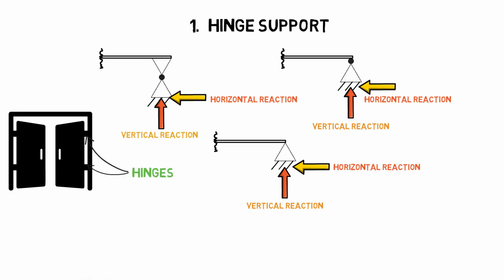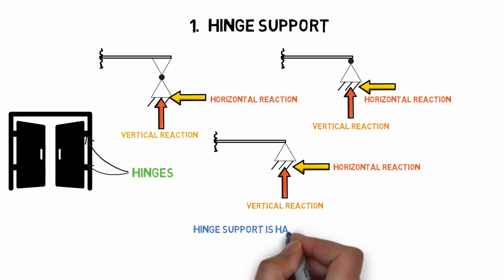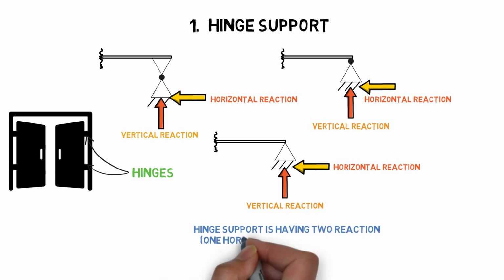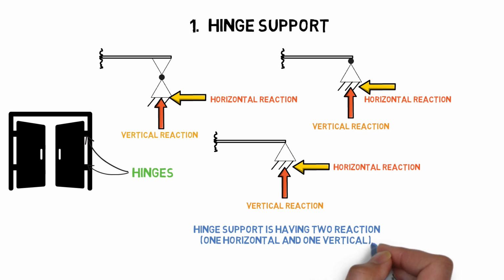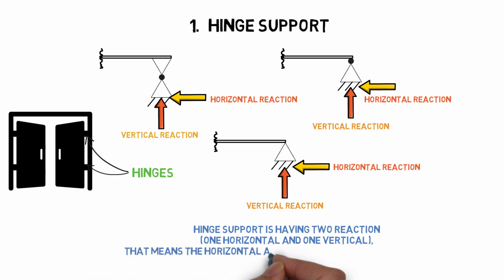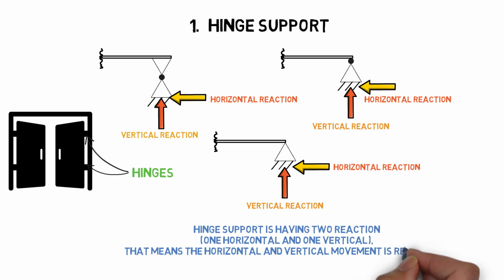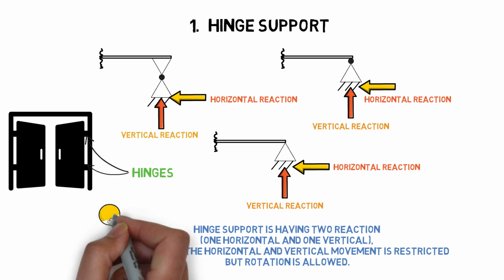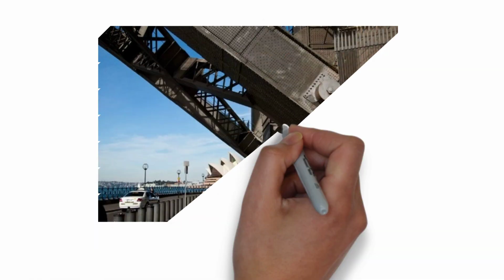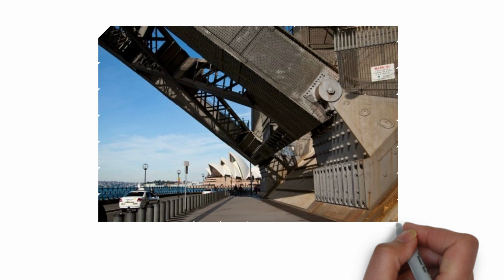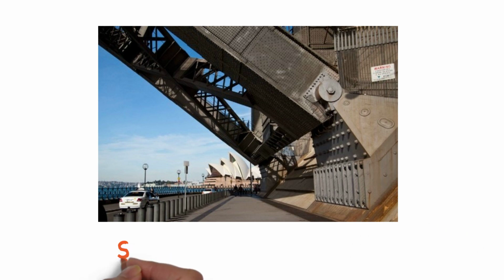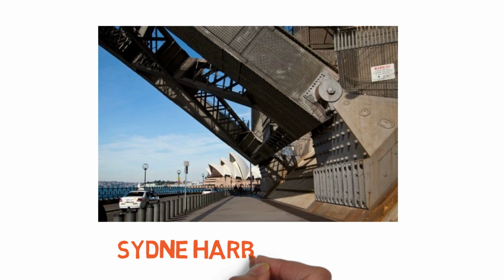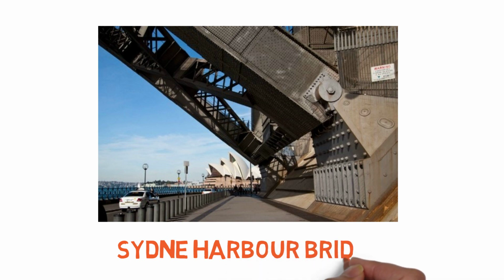Therefore, we can summarize that hinge support has two reaction components, one horizontal and one vertical. That means the horizontal and vertical movement is restricted but rotation is allowed. Hinge support is also used in three-hinged arch bridges. The live example of this is Sydney Harbour Bridge, in which the supports are hinged.